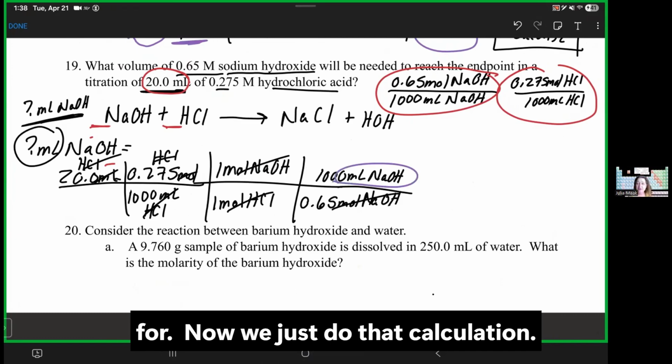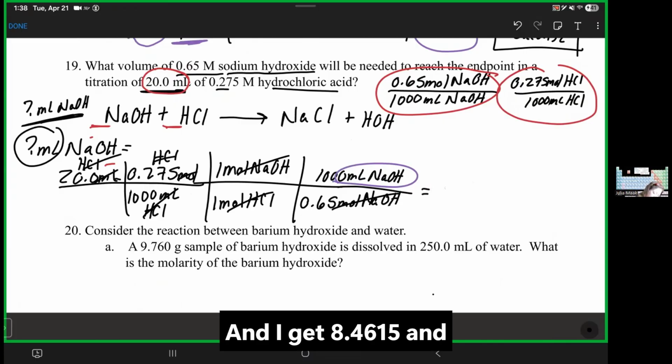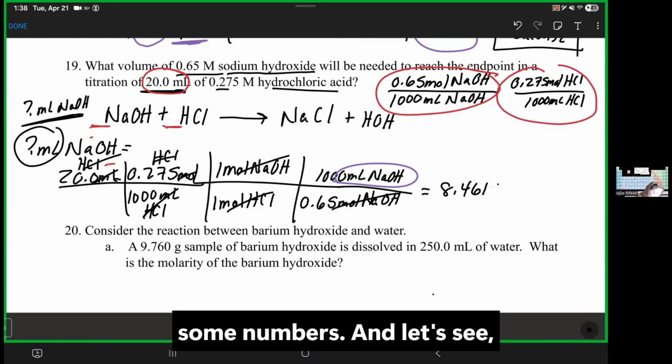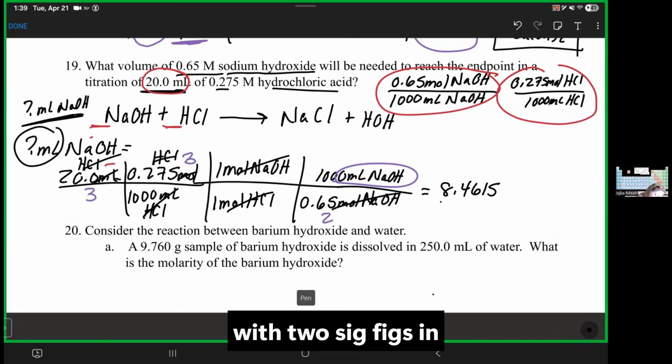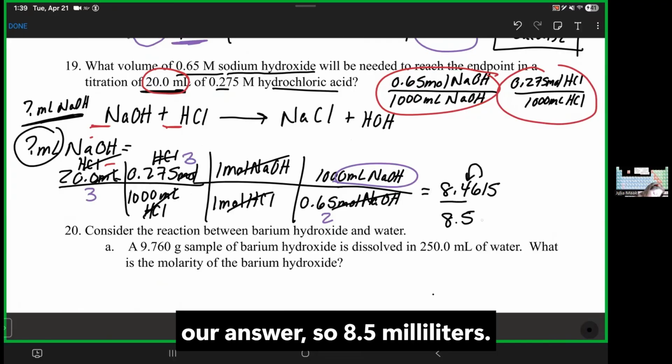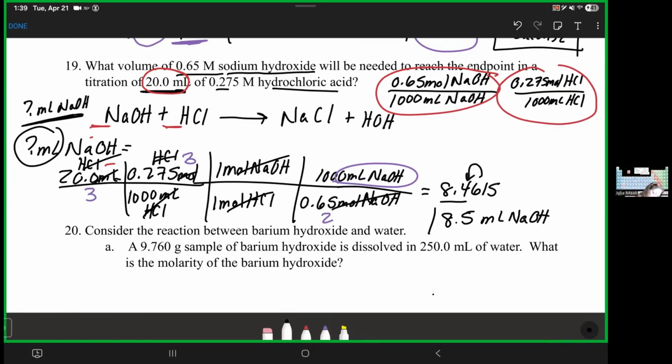Now we just do that calculation. And I get 8.4615 and some numbers. And let's see, I've got 3 sig figs here, 3 here, 2 here. So we're going to go with 2 sig figs in our answer. So 8.5 milliliters of that sodium hydroxide was needed.